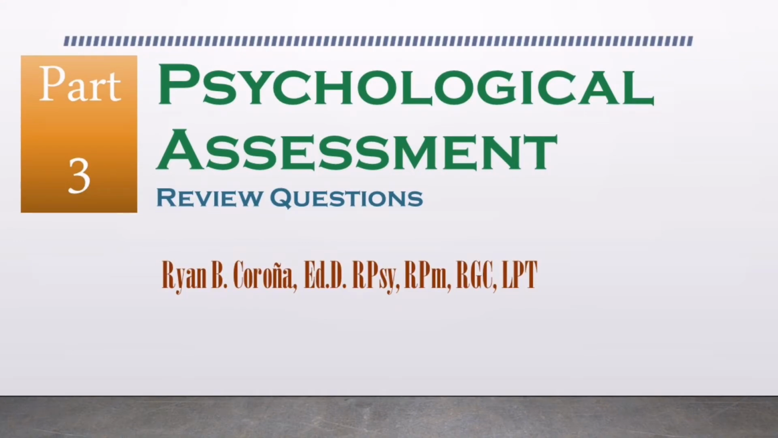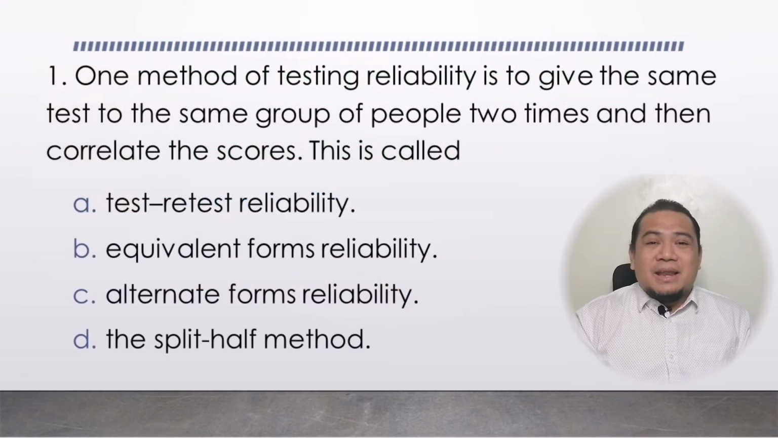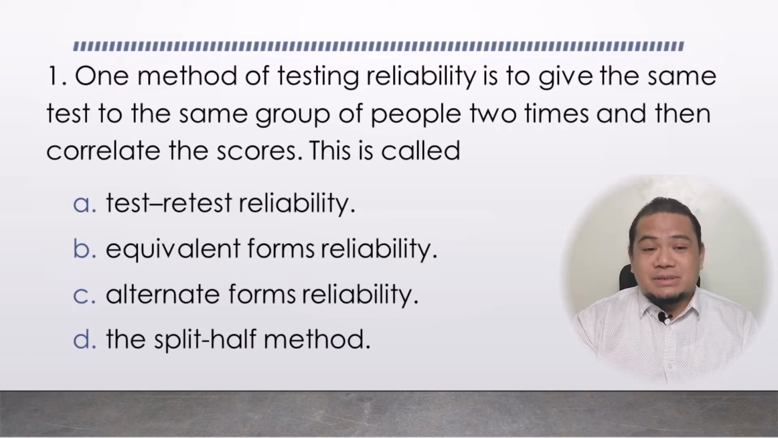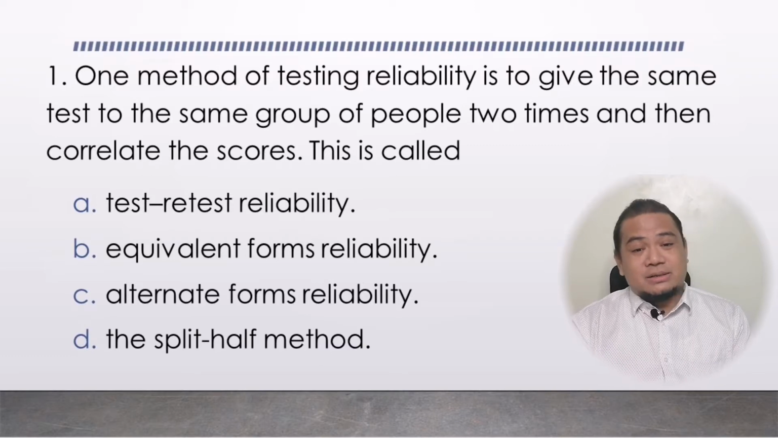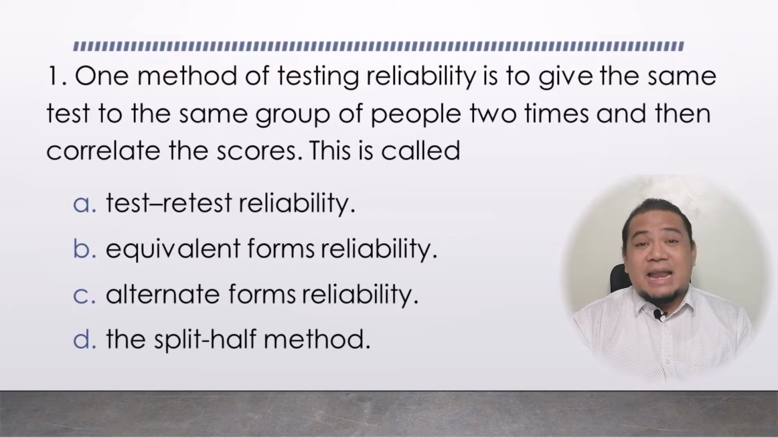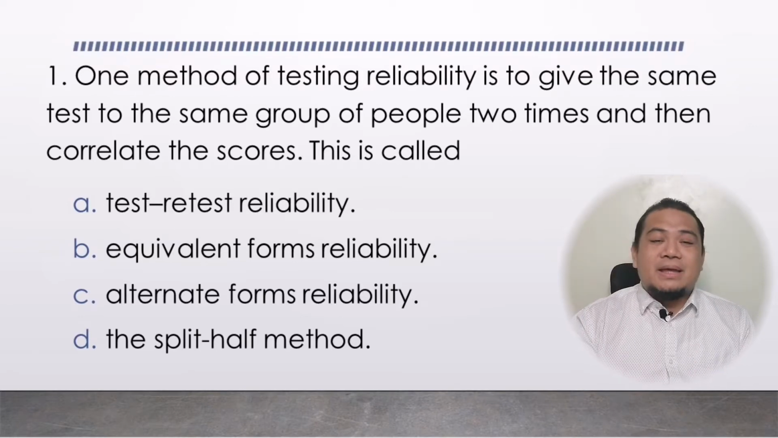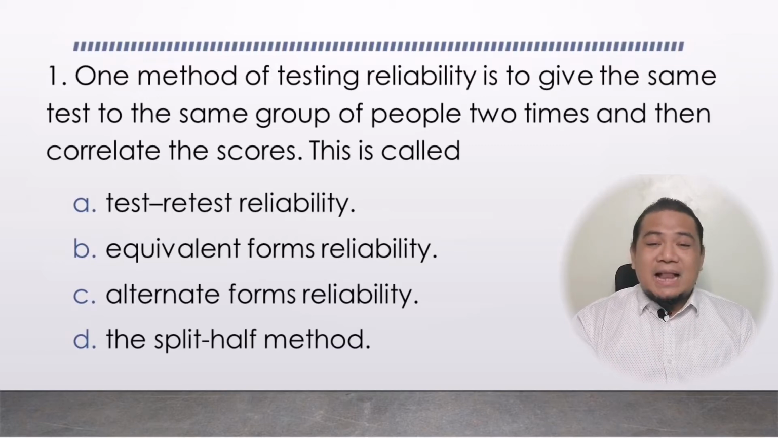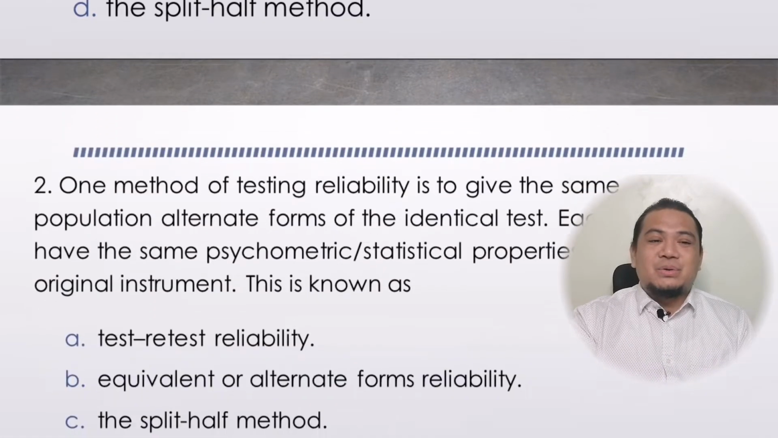Psychological assessment review questions. Number 1. One method of testing reliability is to give the same test to the same group of people 2 times and then correlate the scores. This is called A. Test-retest reliability, B. Equivalent forms reliability, C. Alternate forms reliability, or D. The split-half method.